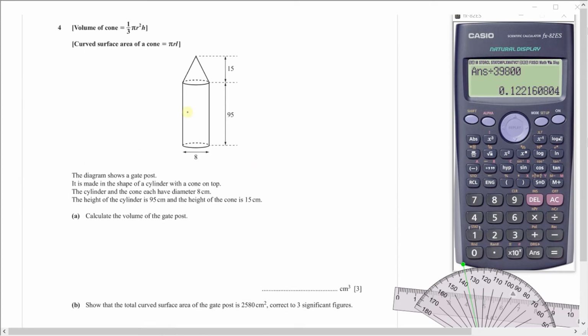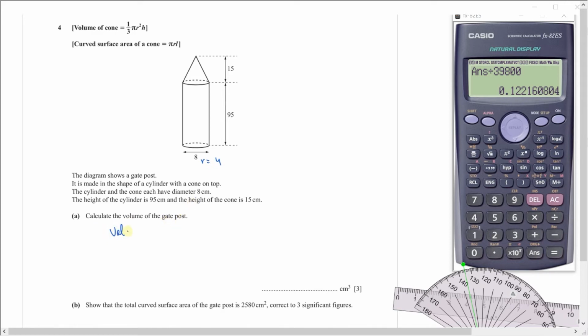Question number 4 is about the volume of a cone and curved surface area. The diagram shows a gate post. It is made up of a cylinder and a cone on the top. The cylinder and cone each have diameter 8, so that means their radius r is 4. The height of the cylinder is 95 and the height of the cone is 15. Calculate the volume of the gate post.